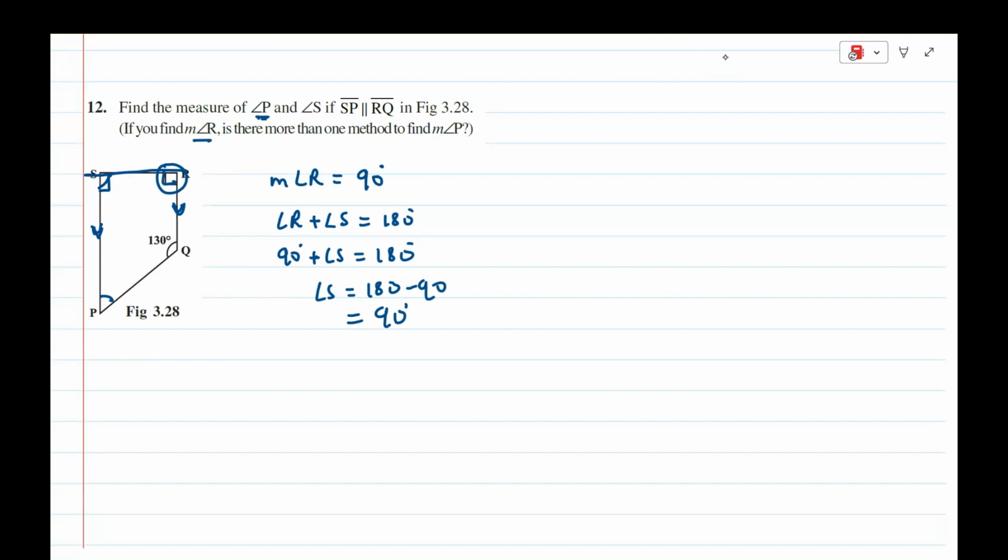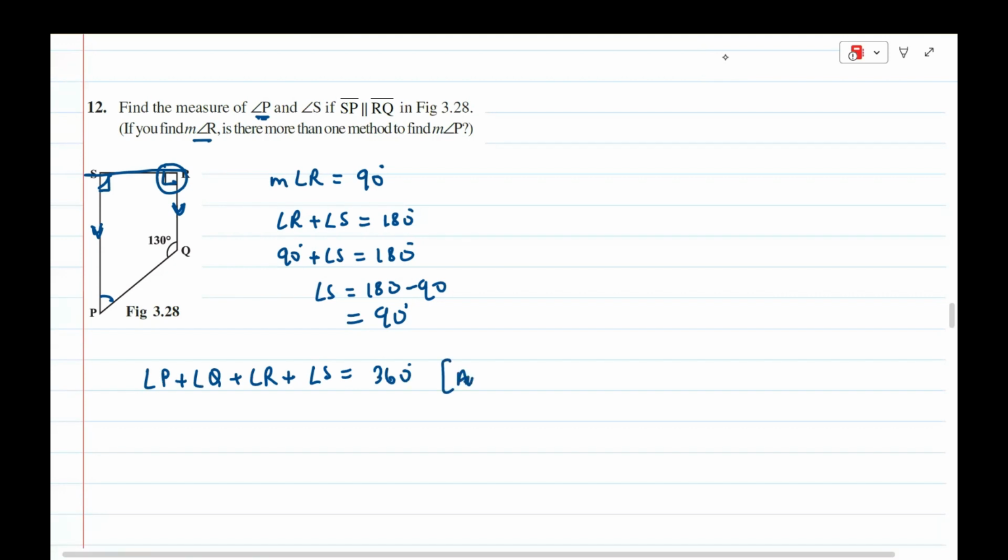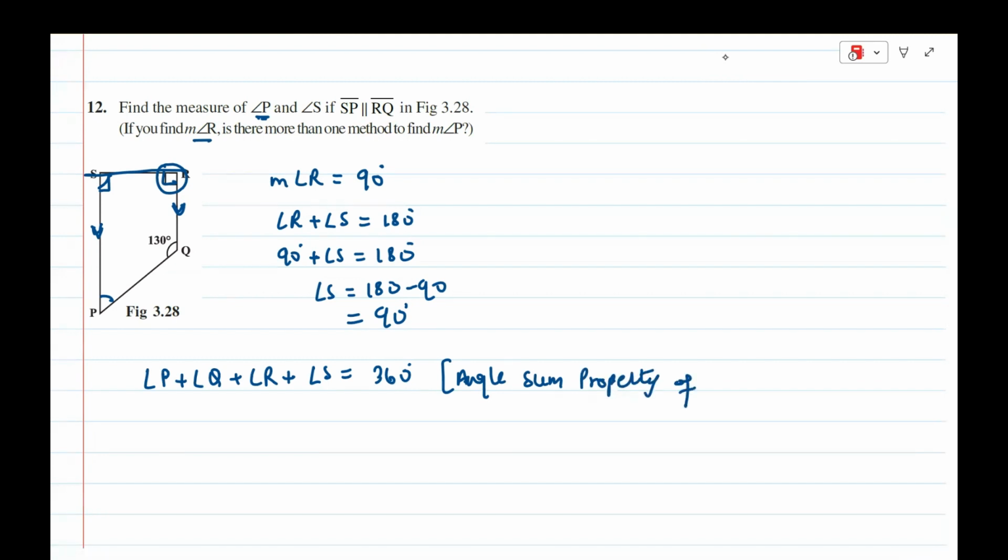Now, how to find out Q? First of all, we can find it by the property of a quadrilateral, that the sum of all angles of a quadrilateral is 360 degree. Means angle P plus angle Q plus angle R plus angle S is 360 degree. That is the angle sum property of a quadrilateral. Correct? Here, I know all other angles, so I can calculate angle P. That's a simple method. It says, is there more than one method to find P? Yes. And what is that?